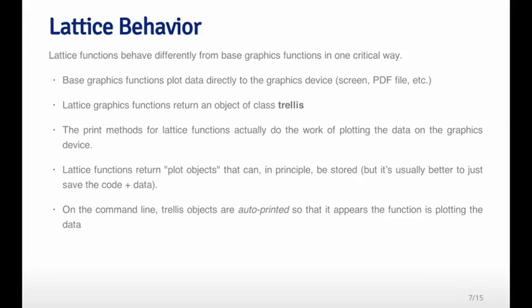So there is a two-stage aspect there, but most of the time this aspect is invisible to the user, because when you call a function like xyplot, it returns an object of class trellis, but then it auto-prints that object, and so the auto-printing feature of R will automatically send the plot to the graphics device. So most of the time you don't have to worry about this two-step process.